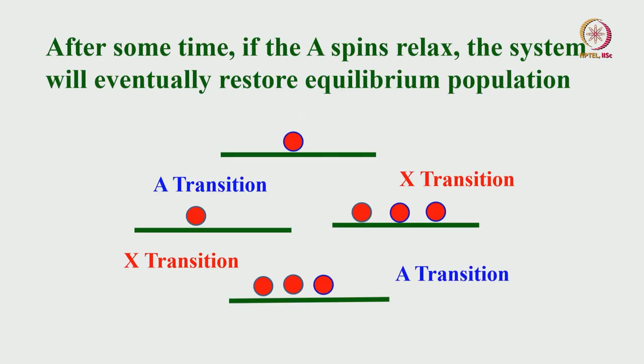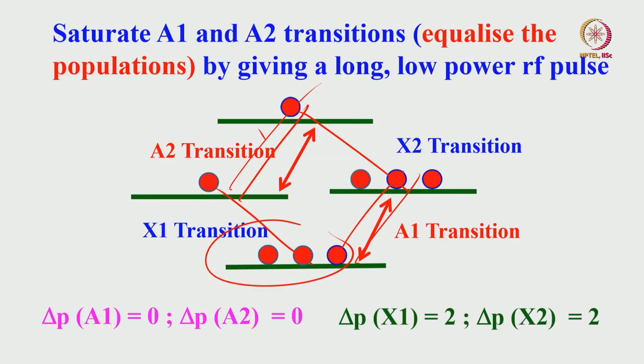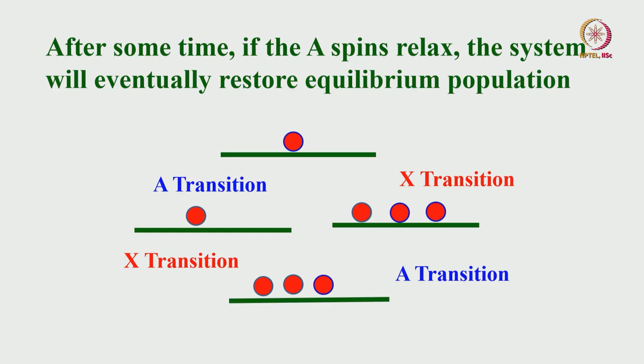So after some time, what it means here is you have saturated one of these spins and still got 2-2 intensity. It means saturation alone will not give you any enhancement to the intensity. Let us wait for some time after saturating.